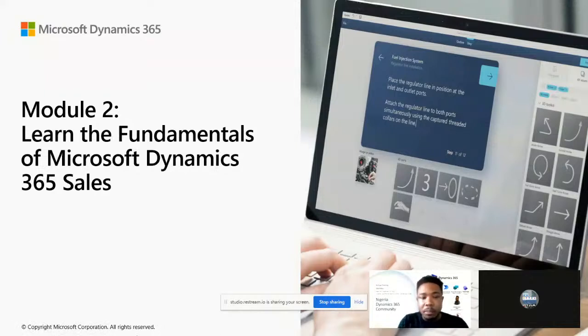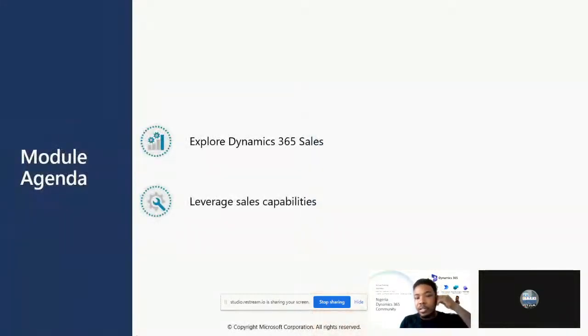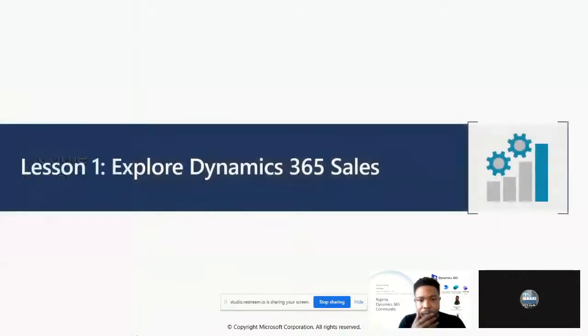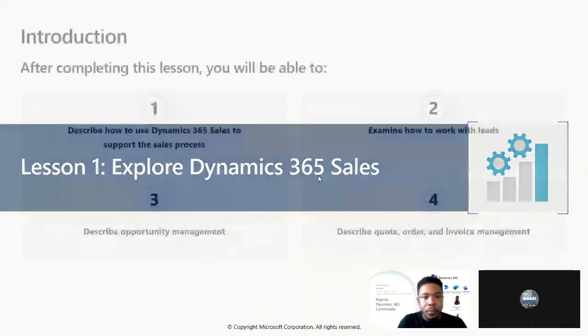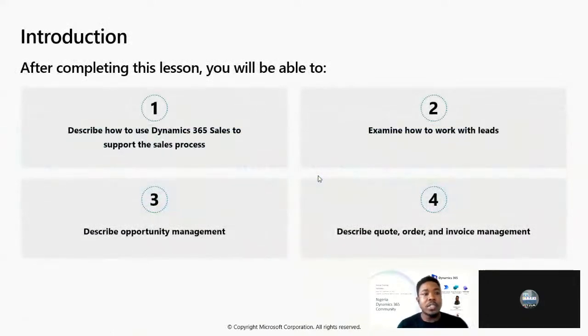Here we have the agenda for the training, which is to explore the Dynamics 365 Sales module itself, and then leverage the sales capabilities as well. So this is the outline and what we are expected to learn. We should be able to describe how to use Dynamics 365 Sales to support our sales process, examine how to work with leads, describe opportunity management, and also describe quotes, orders, and invoice management.